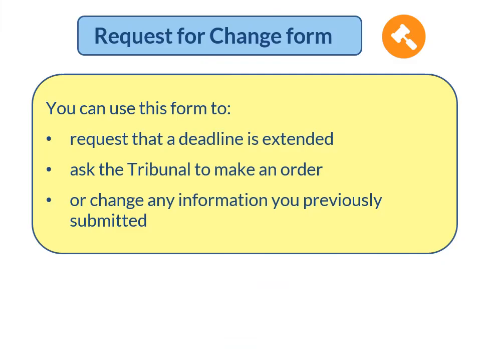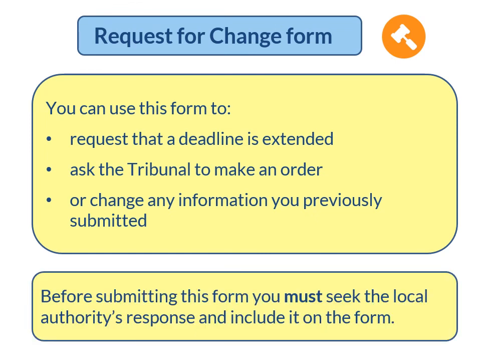You can use this form to request a deadline is extended, or to ask the Tribunal to make an order. For example, if you are having difficulty getting important information which is relevant to your case, you can ask the Tribunal to make a direction to have this information released, or you can use the form to change any information you previously submitted. For example, if you have requested a face-to-face hearing and you want to bring another witness. Before submitting a request for change form, you must seek the local authority's response, and their response should be included in the form.